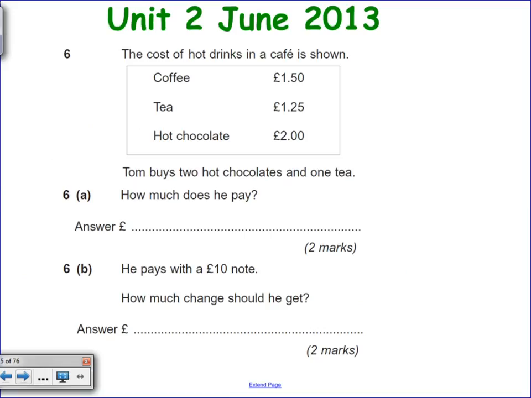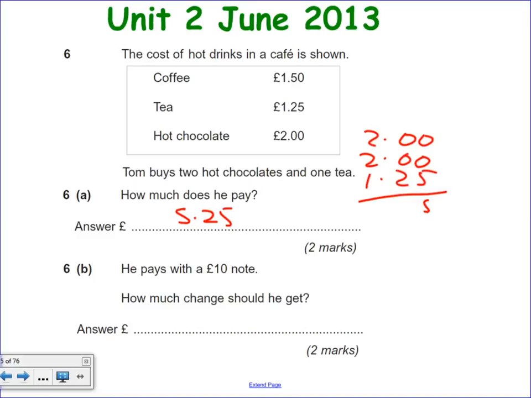Okay. So, cost of hot drinks in a cafe are as shown. Tom buys 2 hot chocolates and 1 tea. So you've got 2 of these, that's 4, plus 1 of those, 5.25. It's 2 marks. So just writing 5.25 because you've done it in your head, just throwing one away. What they'd like to see is the £2, the £2, and the 1.25. Do something like that for them, and that's your second mark. So don't go throwing marks away or being overly clever because you can do these things in your head.